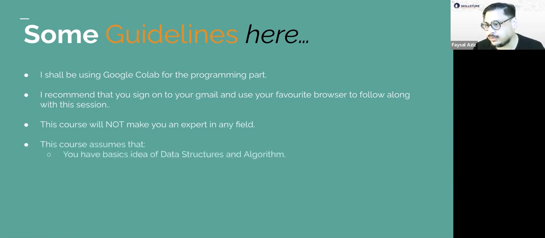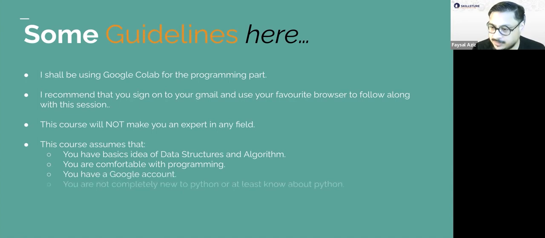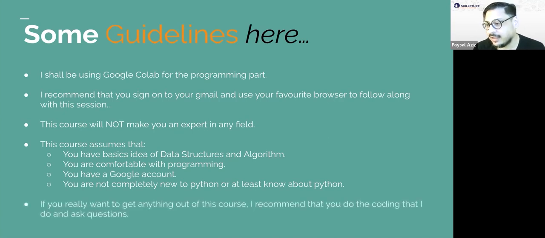I'm assuming that you understand the basics of data structures and algorithms, you do have some programming experience, because of course we cannot learn programming from scratch, and that too for machine learning, and that you have a Google account, as I mentioned previously. You don't have to be a Python expert, but it would be better if you at least know what Python is. You could actually not have any of these, and you could still understand this course. Yes, you could do that, but the technical implementation might be a little bit challenging for you to grasp.